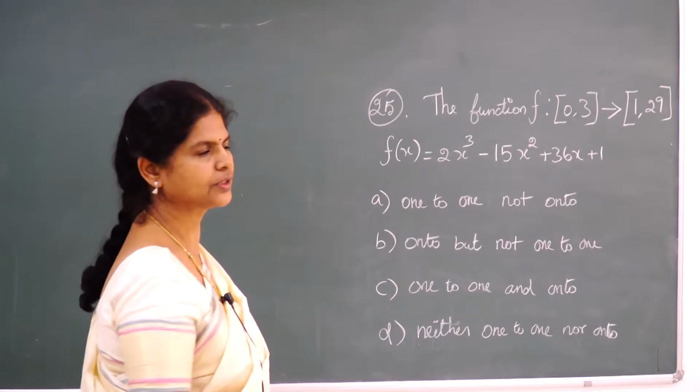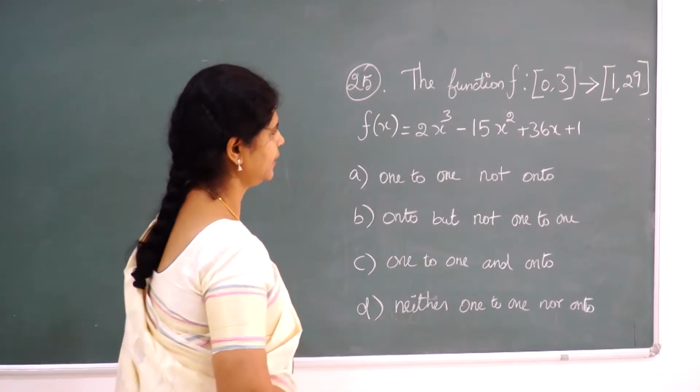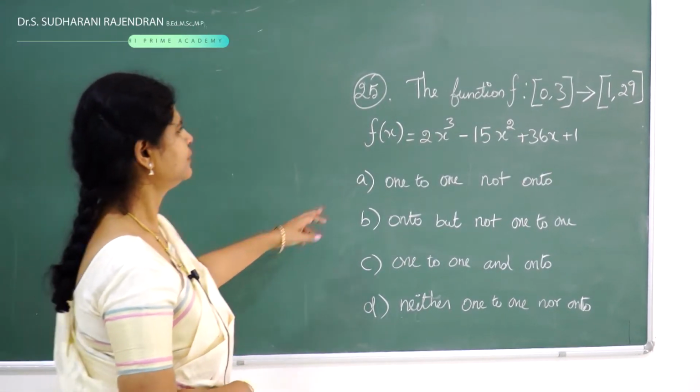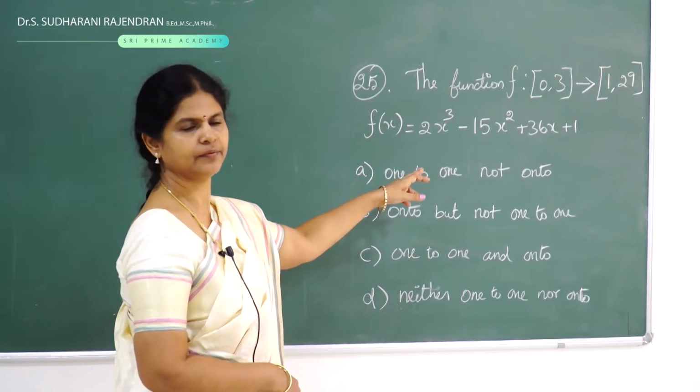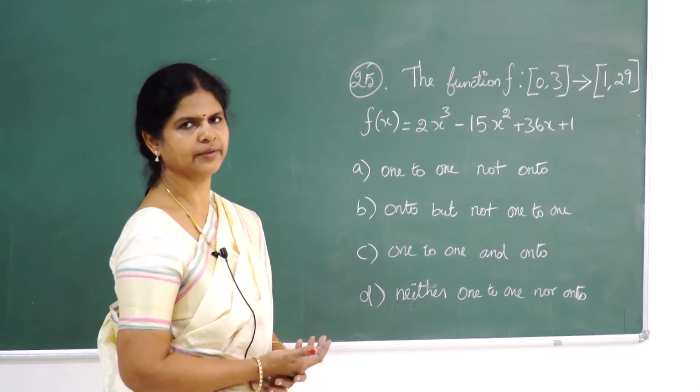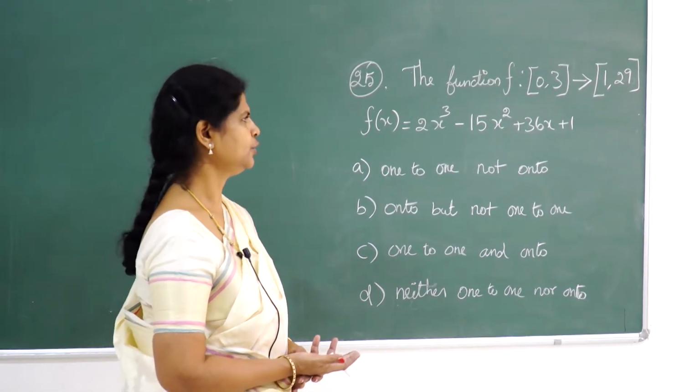So next, function f from the domain 0 to 3 and the range 1 to 29. The function is given by a cubic equation. You have to prove whether it is one-to-one or onto.